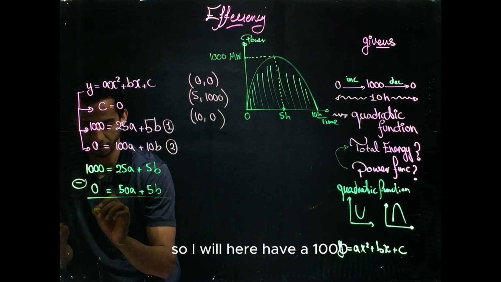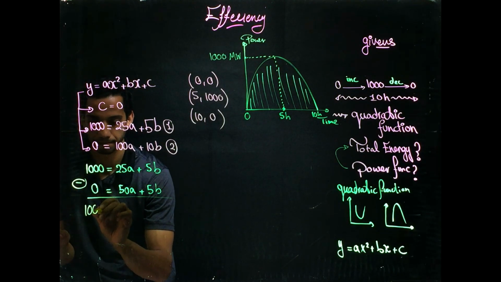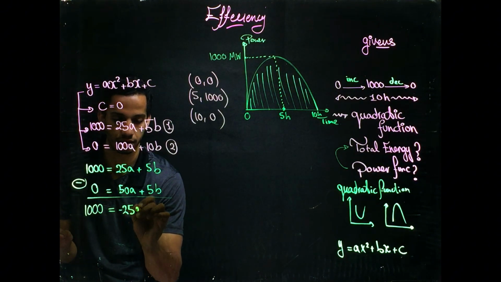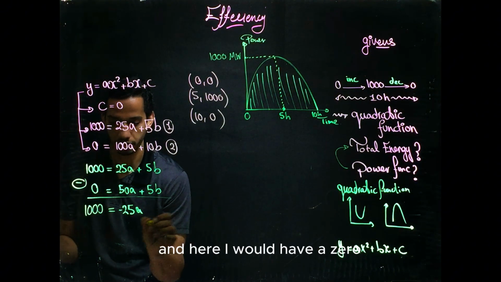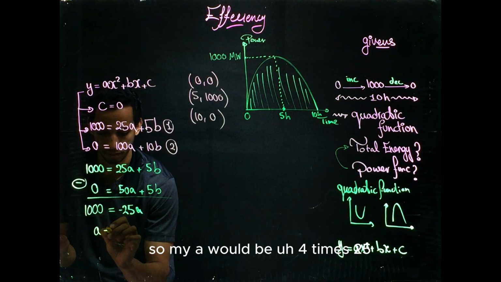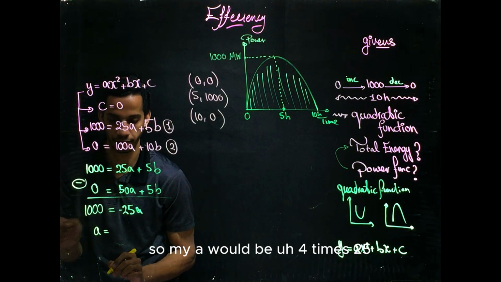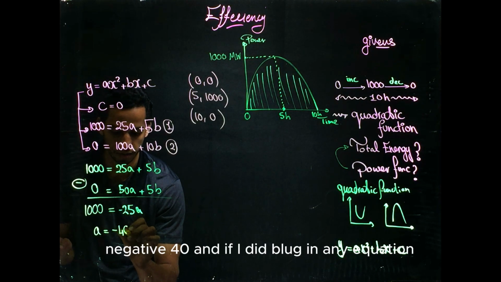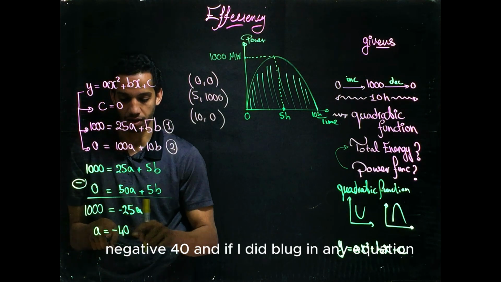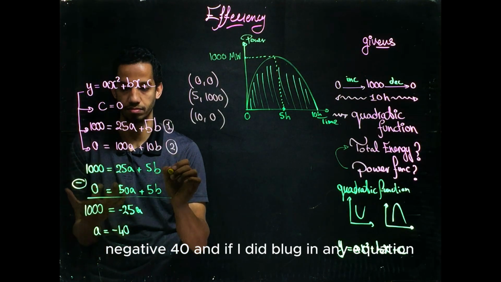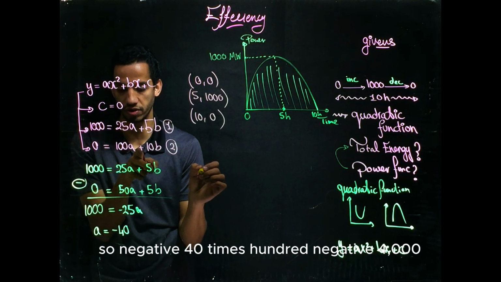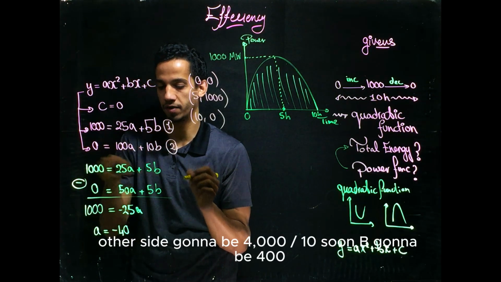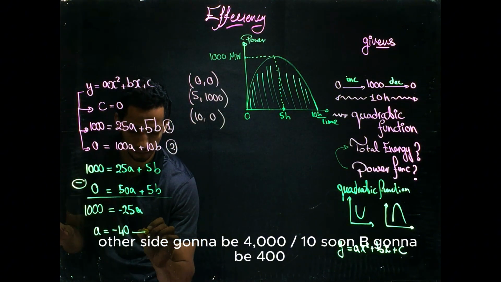Okay, so here I would have 1000, here I would have negative 25a, and here I would have a 0. So my a would be, 4 times 25 is 100, so it would be negative 40. And if I plug in a in any equation, negative 40 times 100 is negative 4000. The other side is going to be 4000 divided by 10, so b is going to be 400.